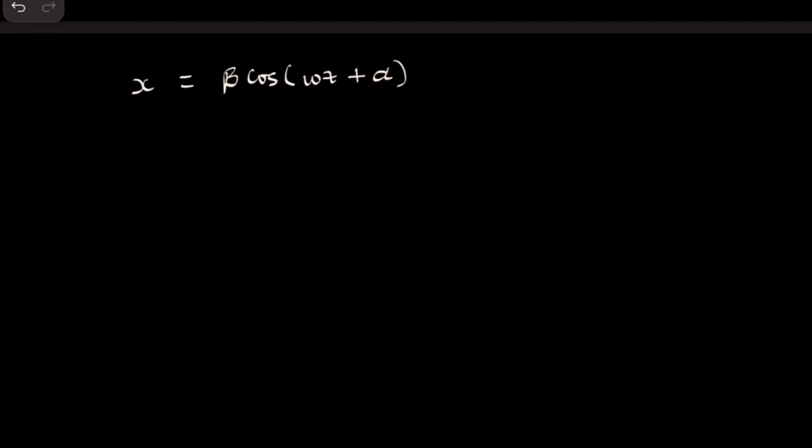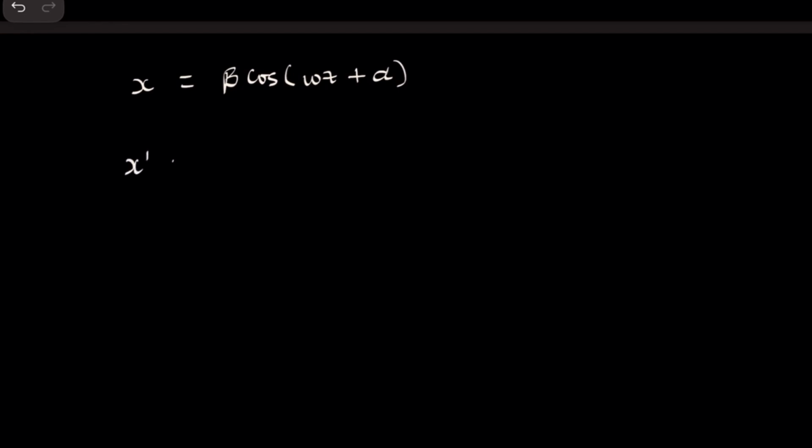We can approach this question in two ways. The first approach is to expand cosine of omega t plus alpha. So we know how to expand cosine of alpha plus beta, so we just use the same idea. Or we can differentiate this guy straight away using the chain rule. So now let's use the chain rule to differentiate.